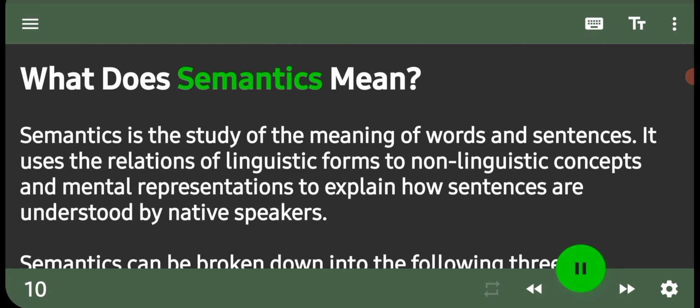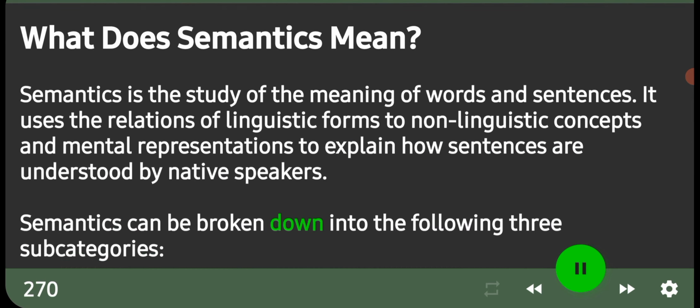What does semantics mean? Semantics is the study of the meaning of words and sentences. It uses the relations of linguistic forms to non-linguistic concepts and mental representations to explain how sentences are understood by native speakers.